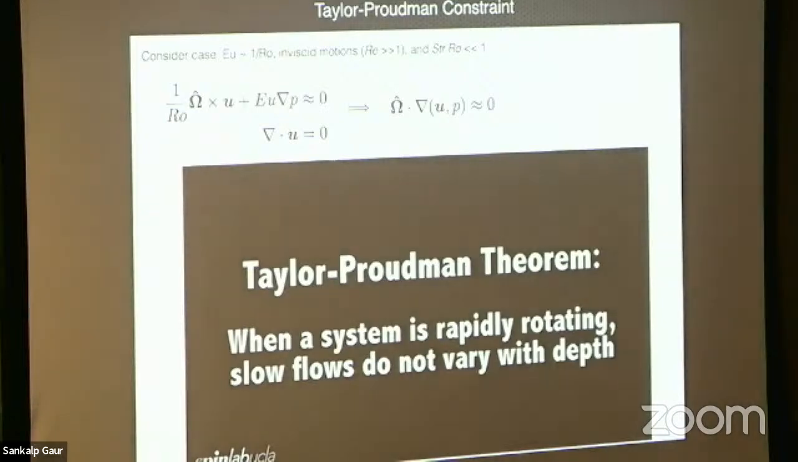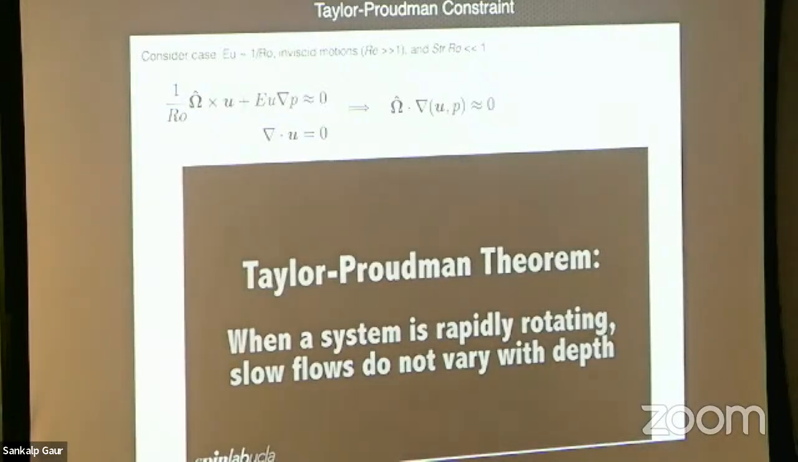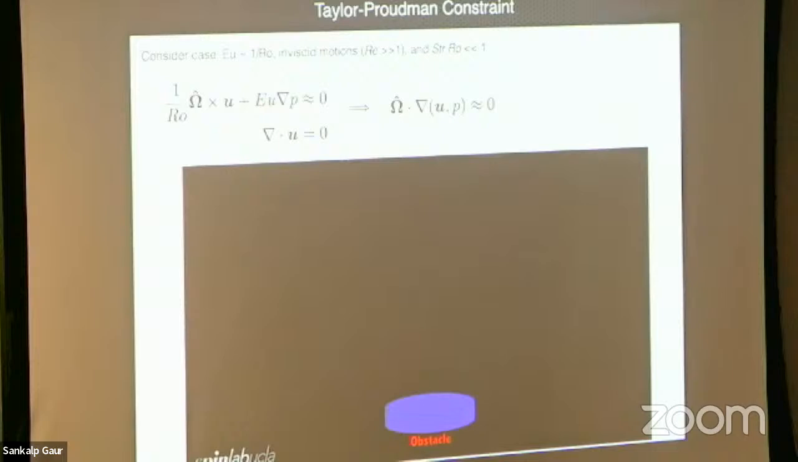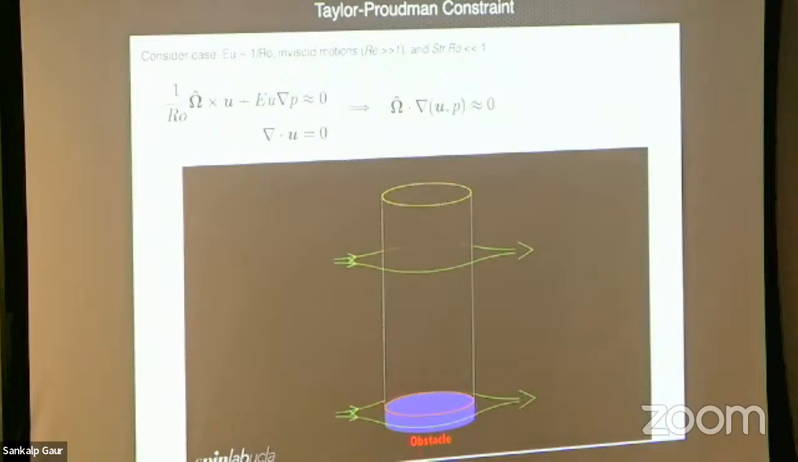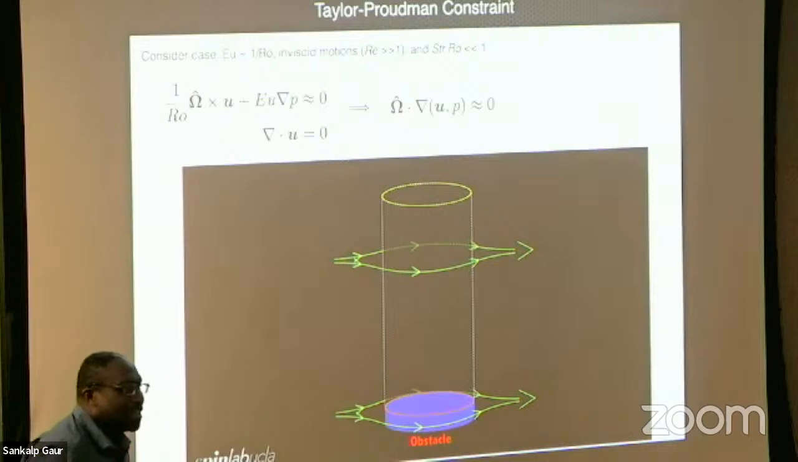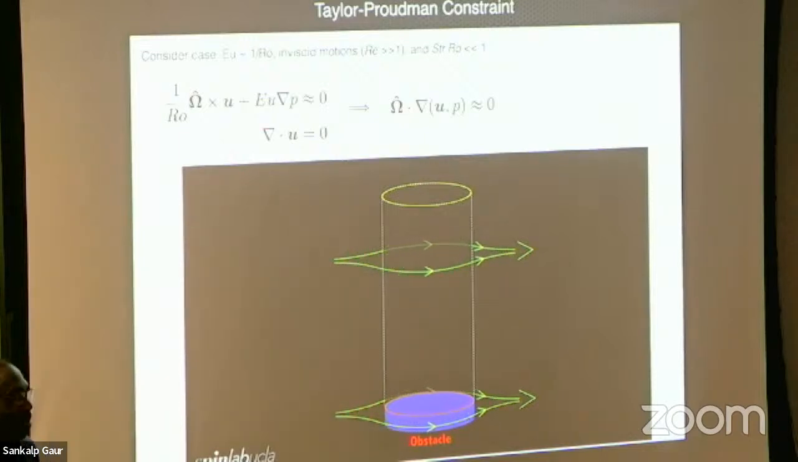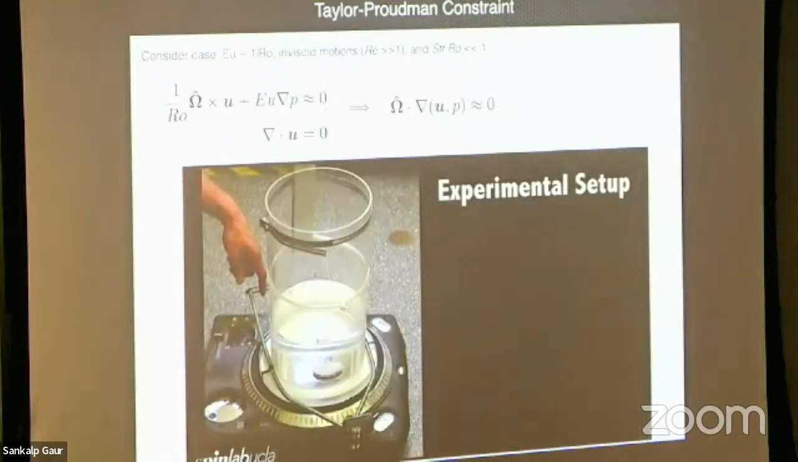A good colleague of mine, John Arnault at UCLA, likes doing experiments on this. You can imagine an object here which is depth limited, and this schematically shows the Taylor-Proudman effect. Even though you have a fluid that is moving left to right here, the consequence of fluid motions being invariant in the vertical is that you've got this phantom column here. It's as if there's an object there and the fluid moves around it.